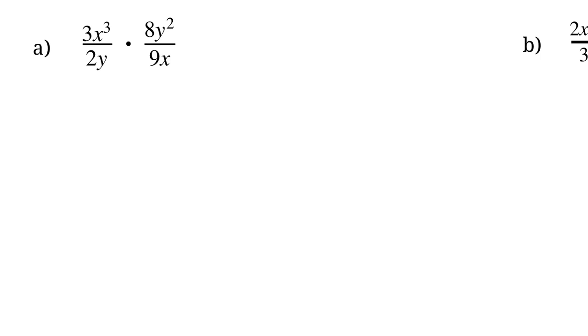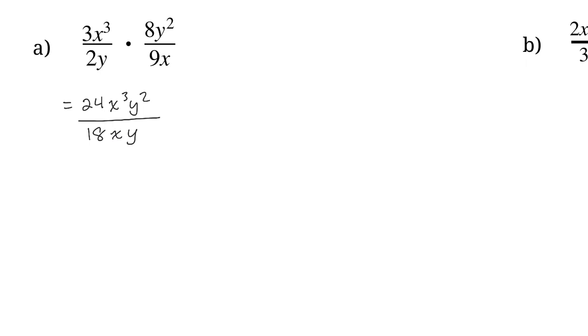So we have 3x cubed over 2y times 8y squared over 9x, and these are in factored form, and we just need to multiply these together. So 3x cubed times 8y squared is equal to 24x cubed y squared. And then 2y multiplied by 9x is 18xy. So I'm just putting the variables in alphabetical order.